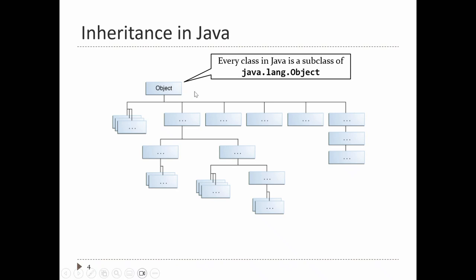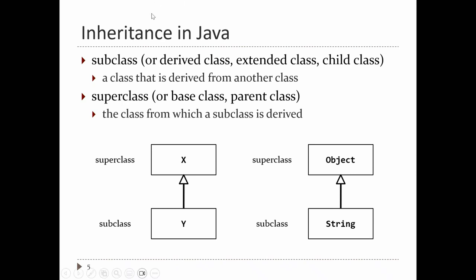What this picture is trying to show you, and this is not quite a UML class diagram, it's close but not quite, is that in Java all classes inherit from the class called Object. We say every class in Java is a subclass of Object. This is true in Java, but it's not true in all object-oriented programming languages. A subclass is a class that's derived from another class. You'll also see the terms derived class, extended class, and child class. They all mean the same thing in the context of object-oriented programming. They all mean subclass.